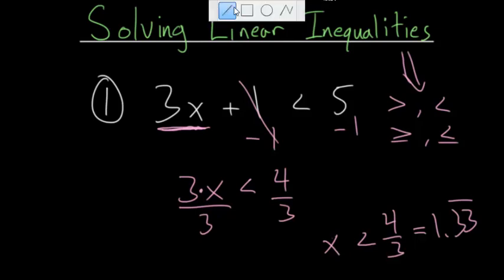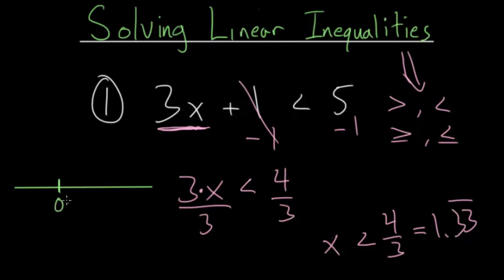And one thing you can do with these inequalities is you can graph them on a number line. And this will help give you just a better idea of what's going on. So first I'm going to write 0 as my reference point, and then we can have 1, 2, and so on. And this 4/3 would fall in right about here.